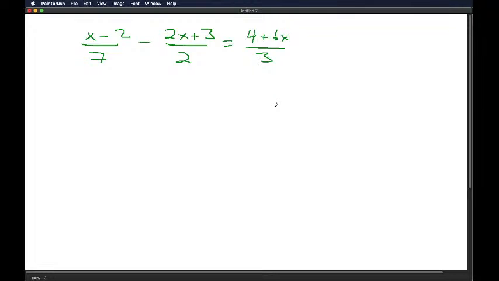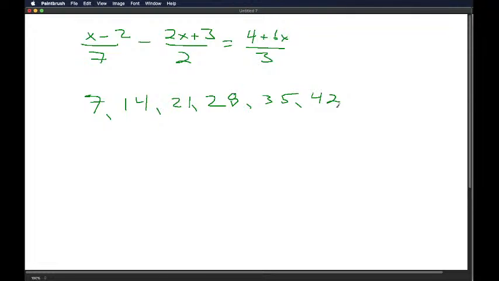Yeah, what's the LCM between 7, 2, and 3? You can do this in your head or you can just multiply them. So 7, 14, 21 doesn't work. Does 28 work? No. 35, no. 42. I think 42 is the LCM. Yeah, there you go, Ollie. That's good.